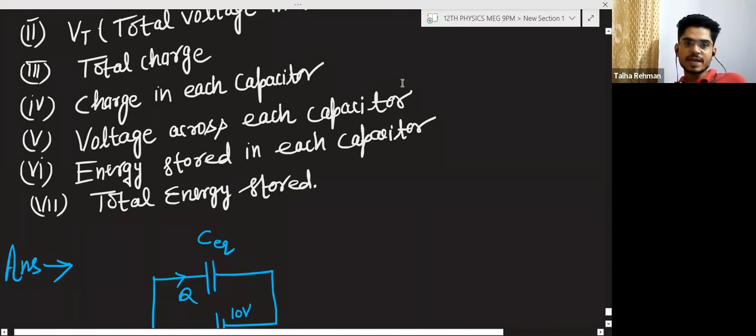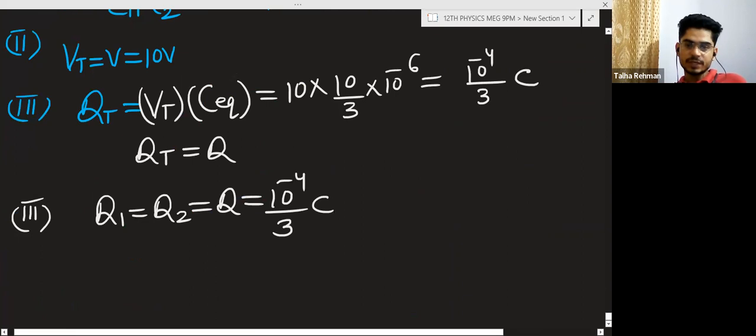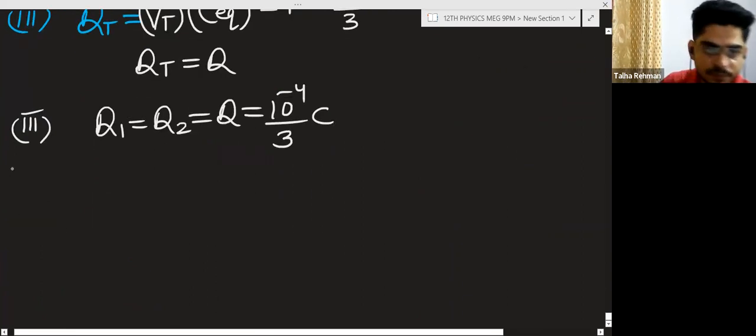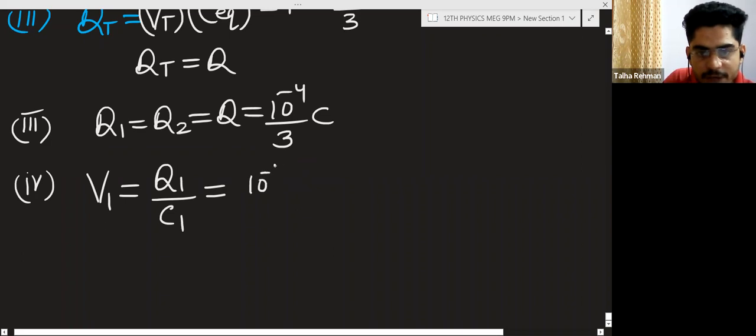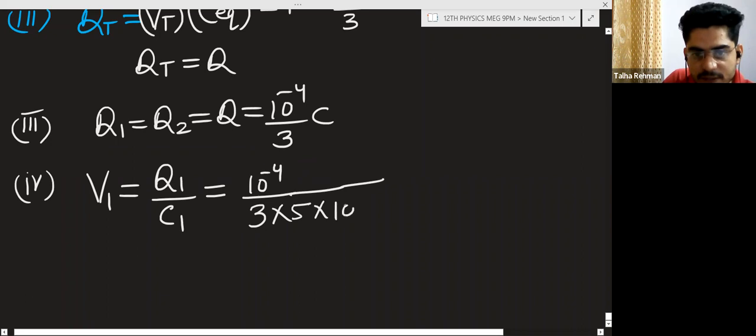Fifth, voltage across each capacitor. Voltage across each capacitor means voltage across capacitor 1. V is equal to charge across 1 divided by capacitance across 1. Charge across 1 is Q1. Q1 is equal to 10 to the power minus 4 divided by 3. And C1, what is C1? C1 is 5 into 10 to the power minus 6.